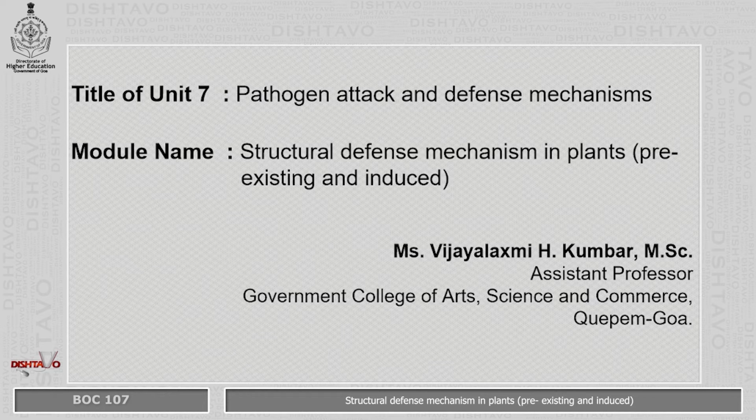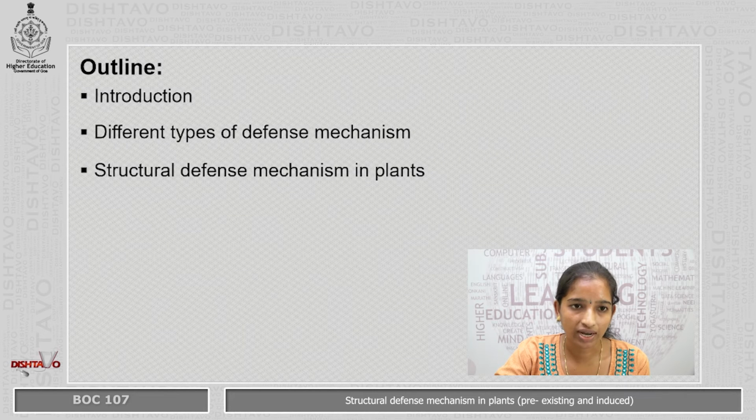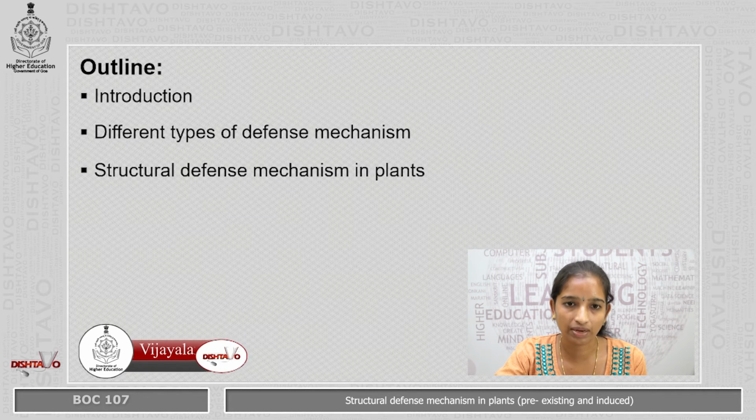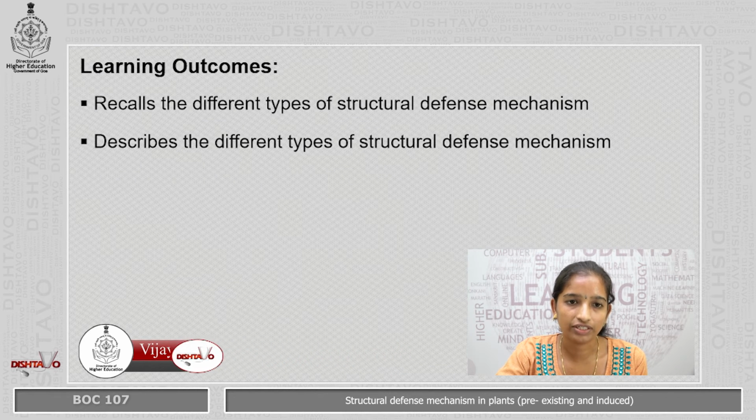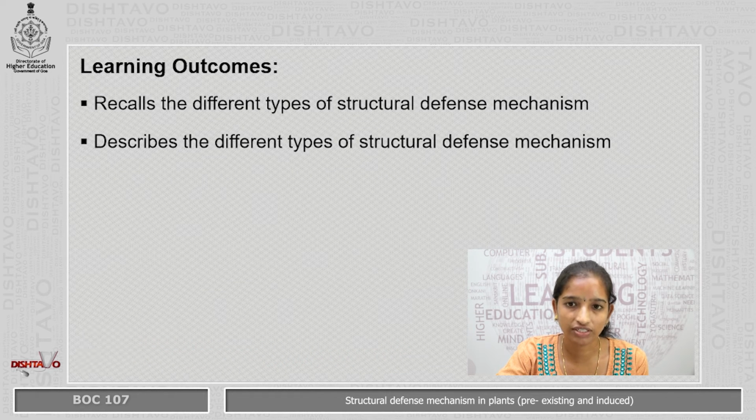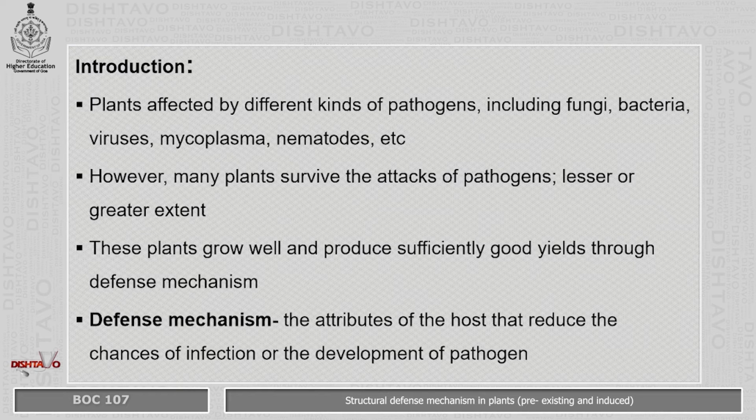So the title of Unit 7 is Pathogen Attack and Defense Mechanisms. Module name is Structural Defense Mechanisms in Plants that are pre-existing and induced. Outline: introduction, different types of defense mechanisms, and structural defense mechanisms in plants. Learning outcomes: it recalls and describes the different types of structural defense mechanisms. So first we'll look at the introduction.